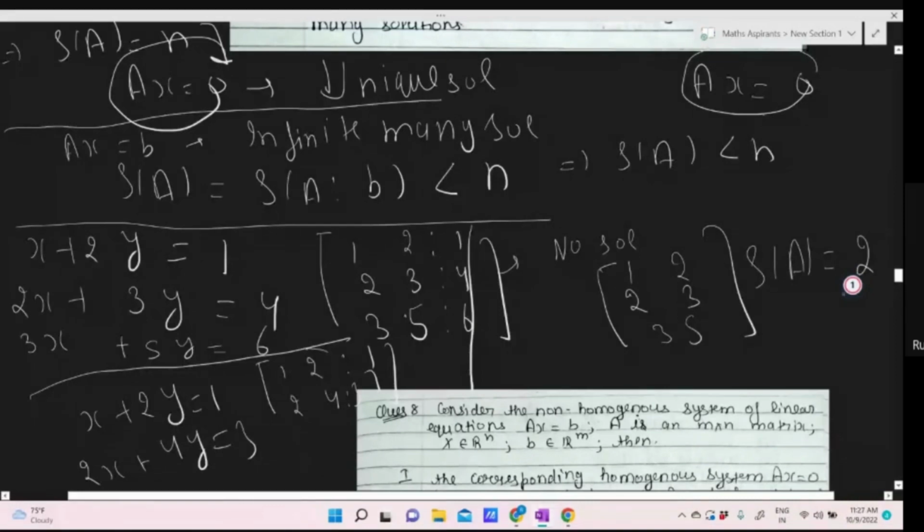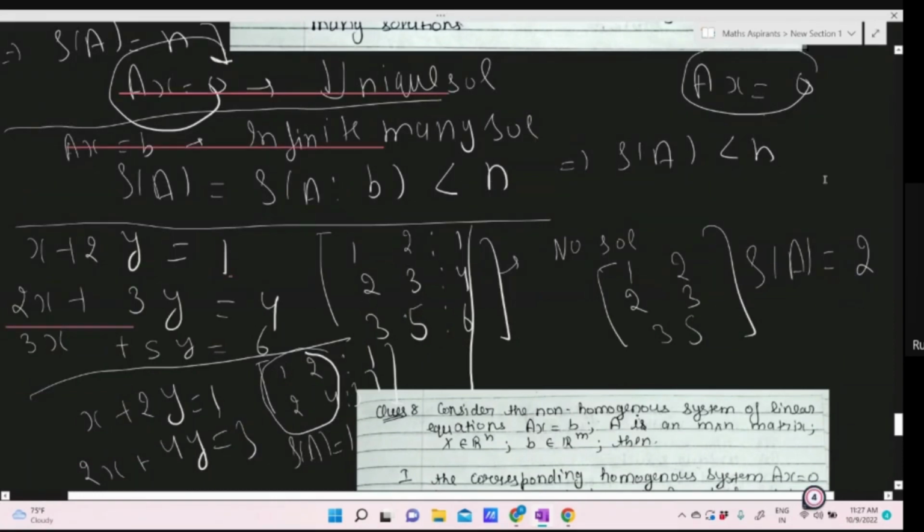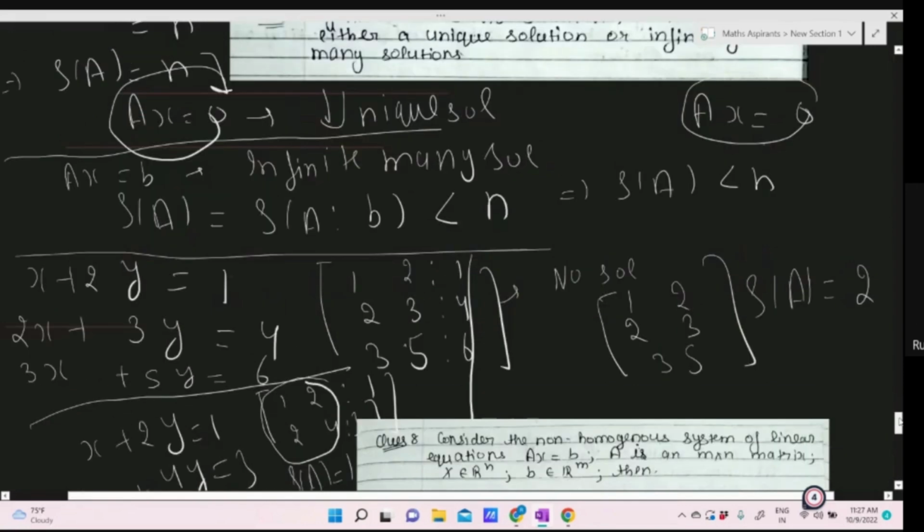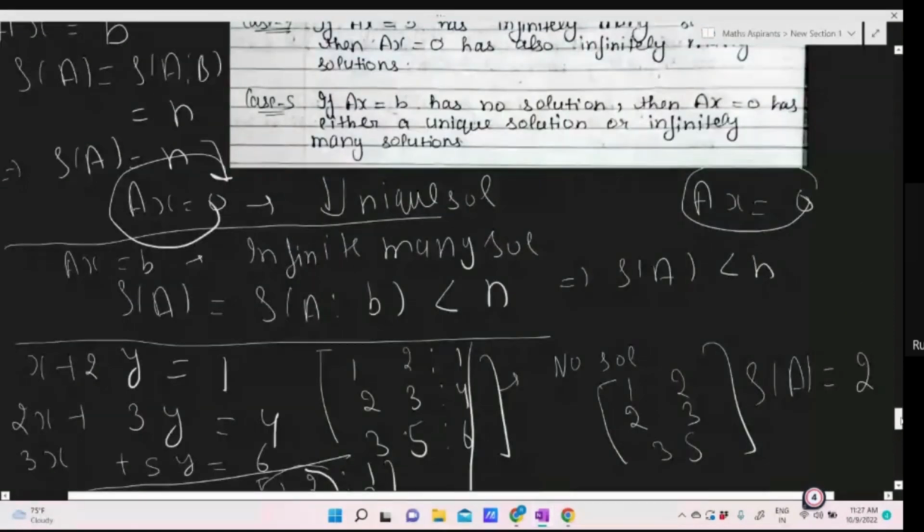Now the corresponding homogeneous system will become this matrix. Here the rank of A is equal to 1, which is less than the number of columns. This is the case of infinitely many solutions. Now the case of no solution is not possible.